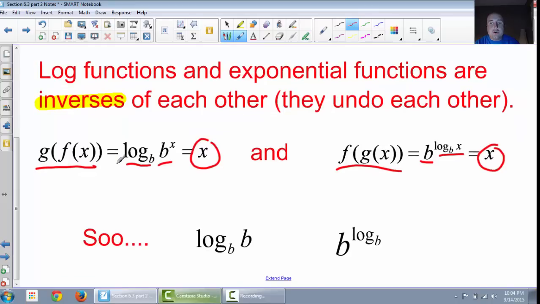Okay, so anytime you have a log and the base and the number next to it are the same, they cancel out. And anytime you have a power with an exponent and the same base, they cancel out. So this is very simple. It's a very strange kind of thing, but they're inverses, so they undo each other, so we can cancel them out. So where does this come into play?